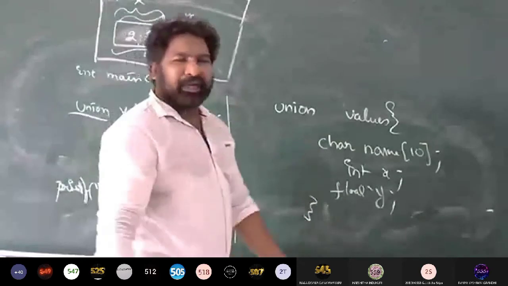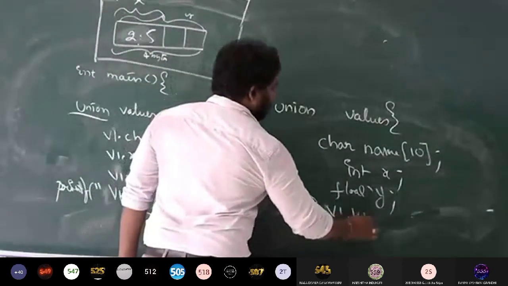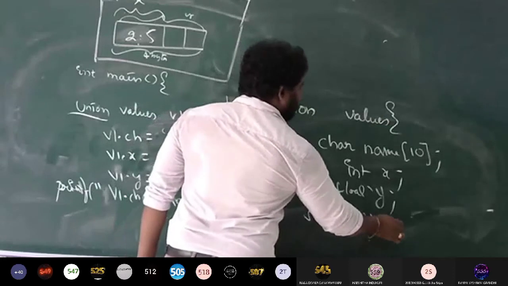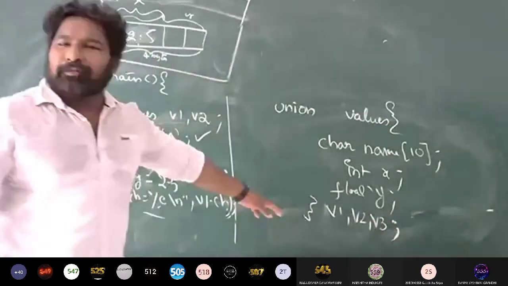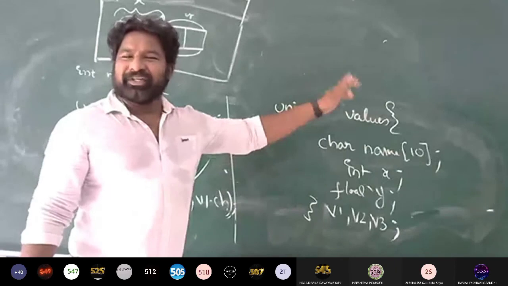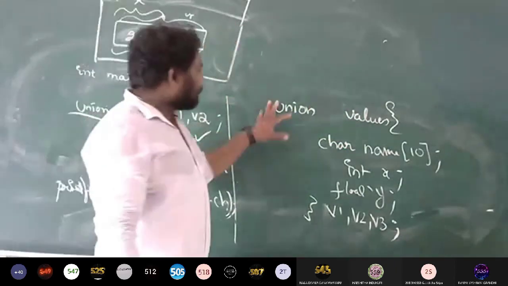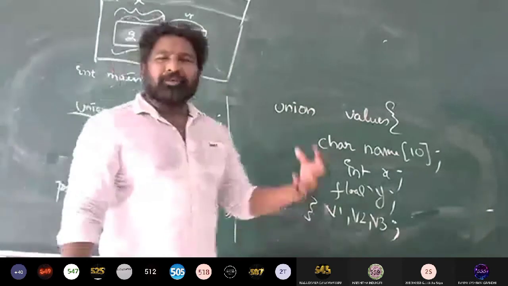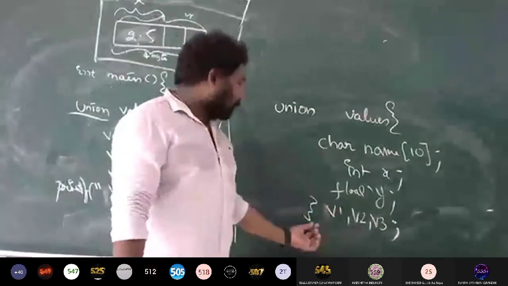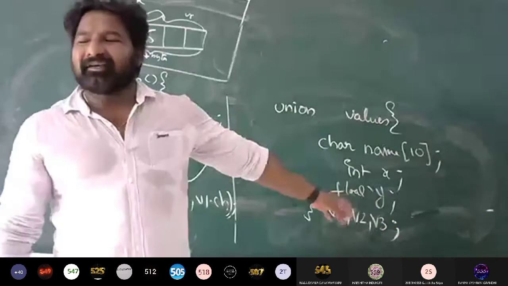Another thing, about how to create a variable: you can also create variables like this, V1, V2, V3, then you can write a semicolon, right? This is also possible. No need to write union values V1, V2, V3 separately. If you want to declare variables, you can declare them at the declaration itself. You can put the names of the variables between the closing brace and the semicolon, like this, V1, V2, V3, right?